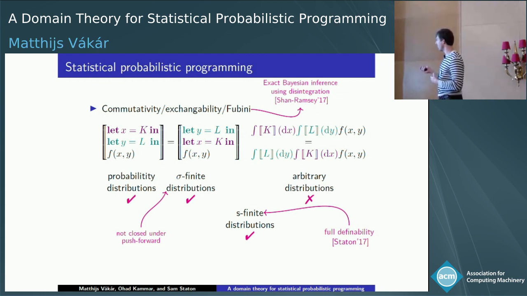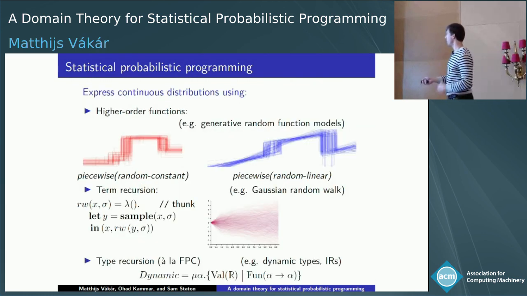But Sam Staton recently identified this class of S-finite distributions, which is the closure of sigma-finite distributions under composition, as also satisfying this Fubini theorem. So we are going to try to work with these S-finite distributions, except now we need to generalize them to language features that we have in some of the languages that we actually care about, namely higher order functions.